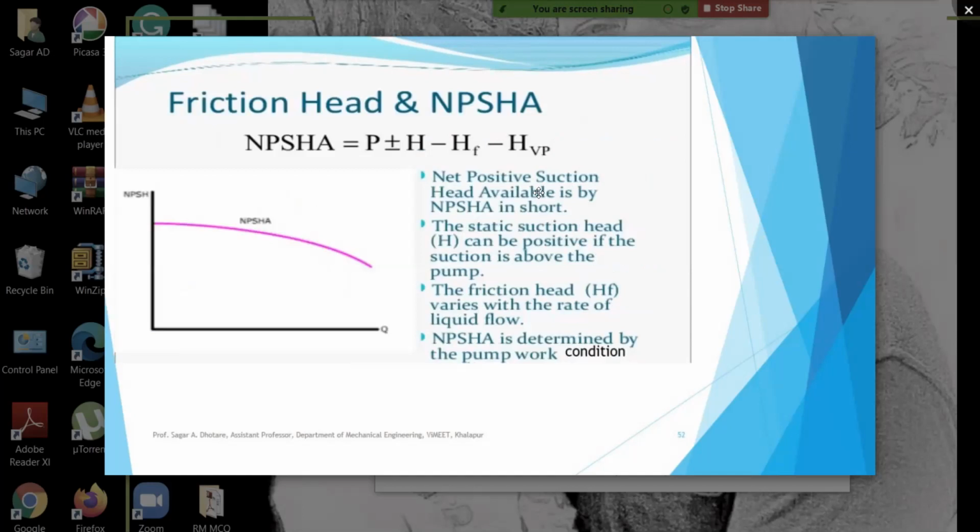NPSH is equal to P plus or minus H minus HF minus HVP. And net positive suction head available is NPSHA in short, where H is the suction head, which is positive if the suction is above the pump. The friction head HF varies with the rate of liquid flow, and NPSH is determined by the pump working condition.